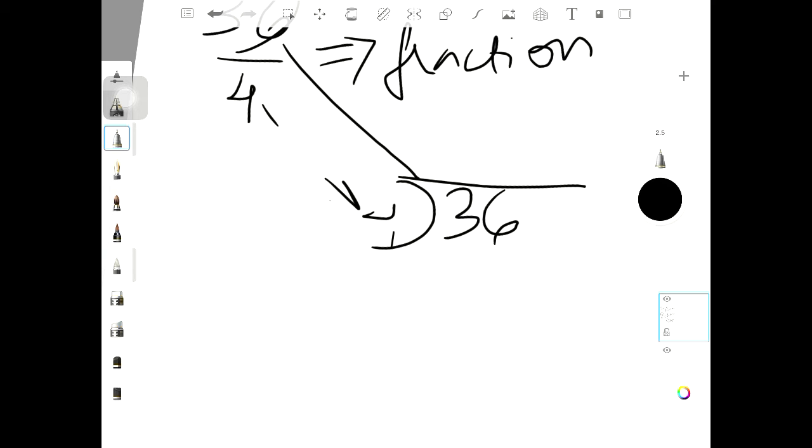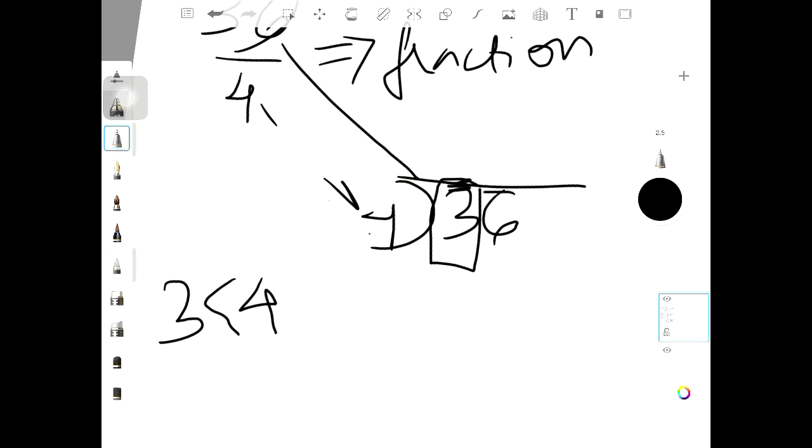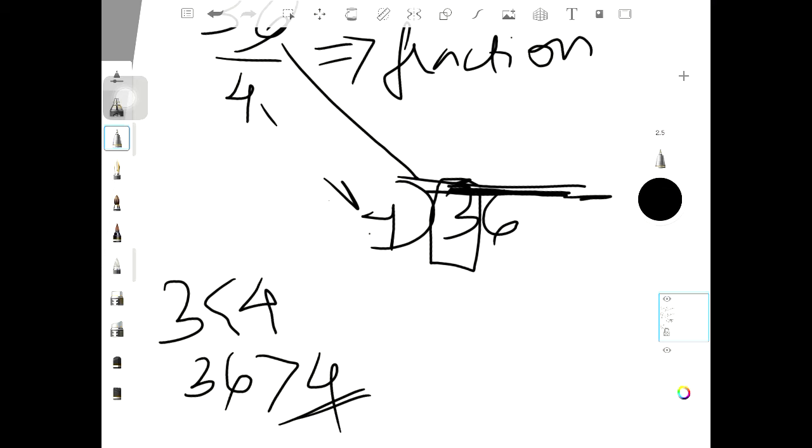Now, what you're going to do is check the first number, which is 3, with 4. If this number is bigger than 4, then you directly divide this number by 4. But since 3 is smaller than 4, we're going to check for two numbers. Again, we'll check if 36 is bigger than 4. If it is bigger than 4, which is true for us, we directly divide it by 4. If it is not, we check it with another number.